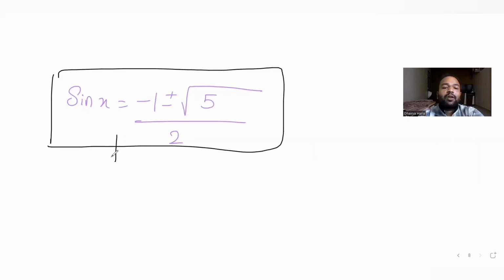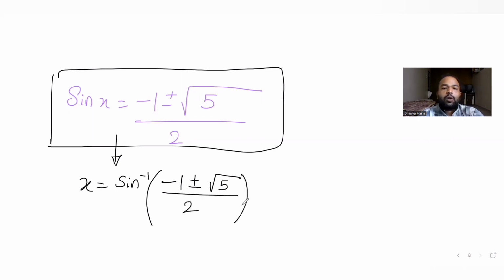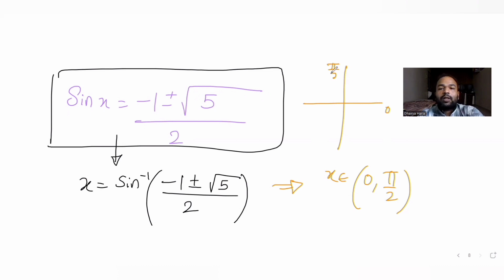But here I get x as sine inverse of, because I want to find the solution of the equation in terms of x. Sine of x, I get it as -1 plus minus root 5 by 2. Now, we were also told that x belongs to angles between 0 to pi by 2. And when x belongs to 0 to pi by 2, that is in the first quadrant, we have the values for sine theta as positive.